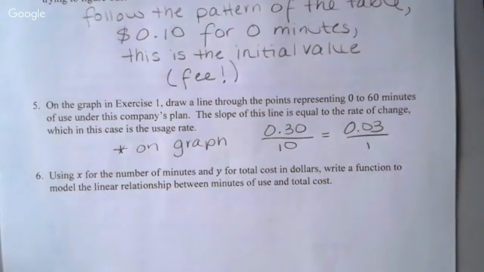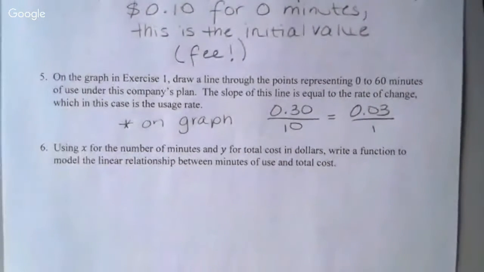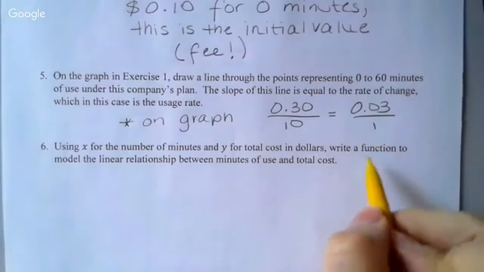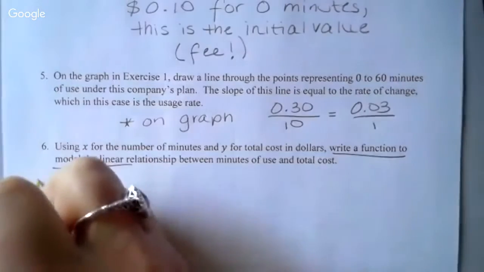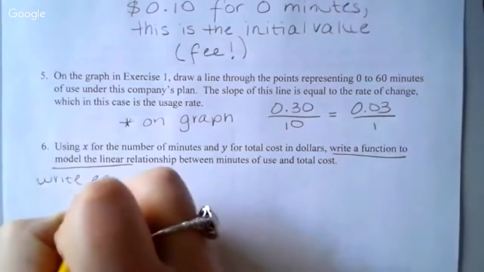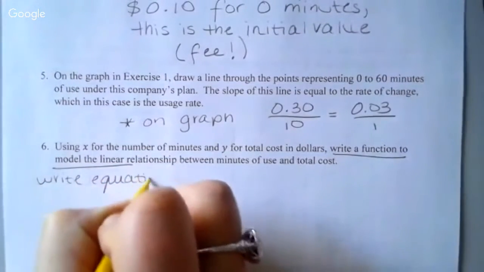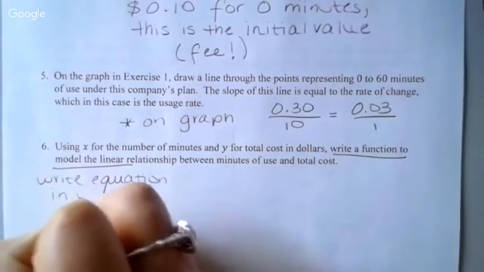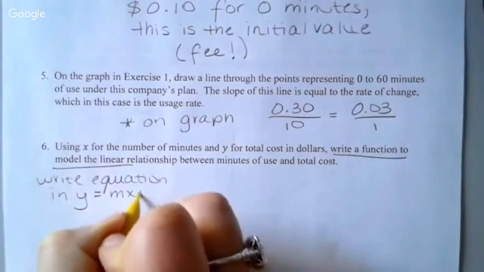Okay. So now it says using X for the number of minutes and Y for total cost in dollars, write a function to model the linear relationship. So remember, this means write the equation in y equals mx plus b form.